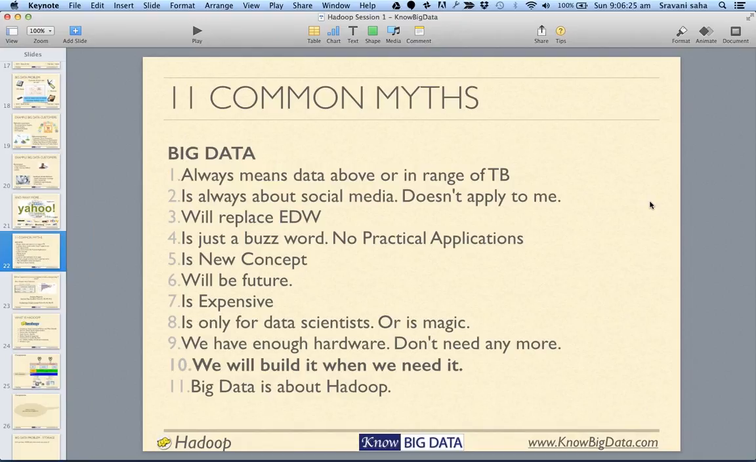Big data is about Hadoop. No, Hadoop is just one solution. Big data is a general problem. Make sense to you?